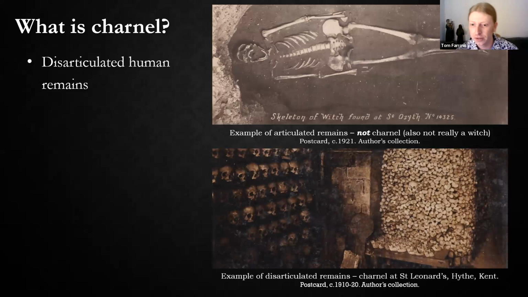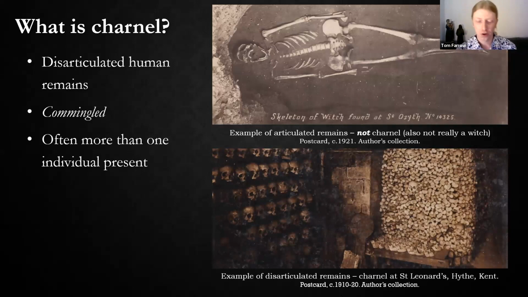Disarticulated remains, on the other hand, do not represent this order. And you can see that in this further token example on the right. This is the charnel collection at St. Leonard's Church in Hythe in Kent. And when these bones are mixed together, we might also call them commingled. That's a fancy word, it just means they're all mixed together.